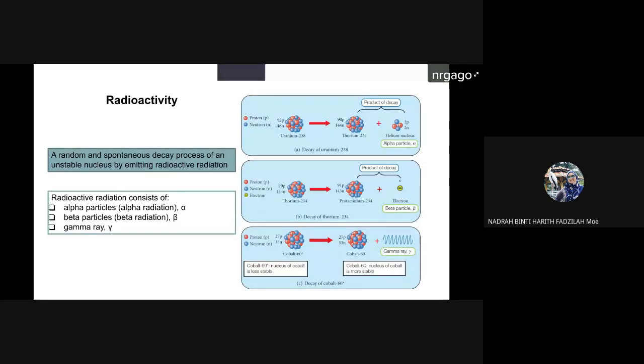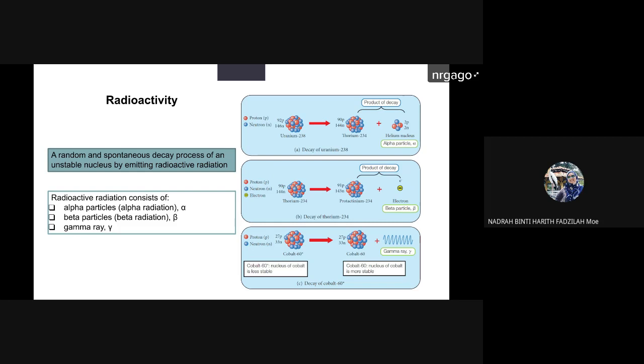Okay, for the next one is beta particle. For example, thorium releases an electron to form a beta particle, forming protactinium. And then finally, cobalt-60 releases gamma ray. So cobalt-60, the nucleus is less stable, but by releasing gamma ray, dia tak ada release proton ke neutron, but by releasing gamma ray, it will form a more stable nucleus in cobalt-60.